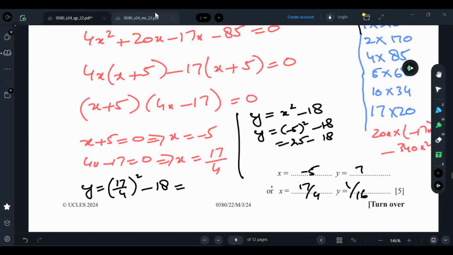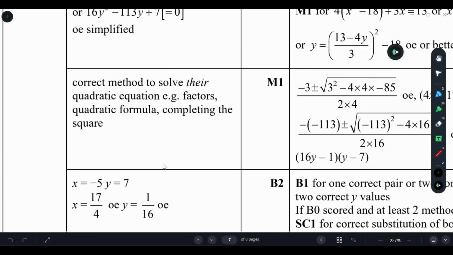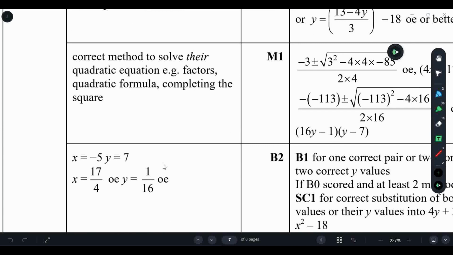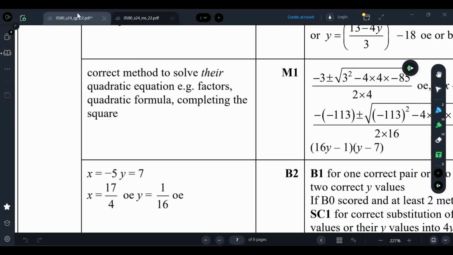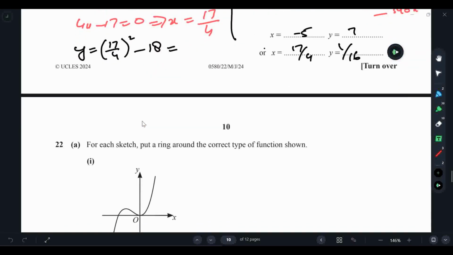Now let me check this one. Question number 21. Y will be 1 by 16 when x is 17 by 4, and y will be 7 when x is minus 5. I hope that the concept is clear. Let's move to the next question.